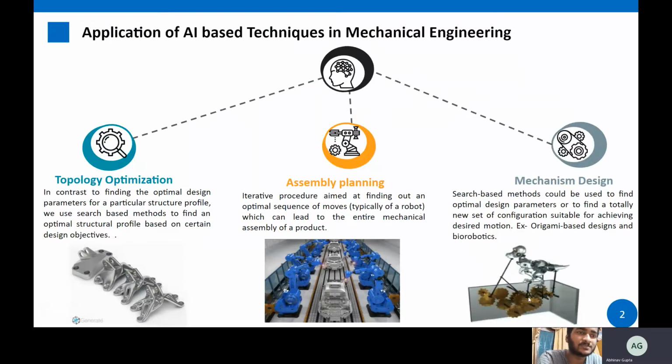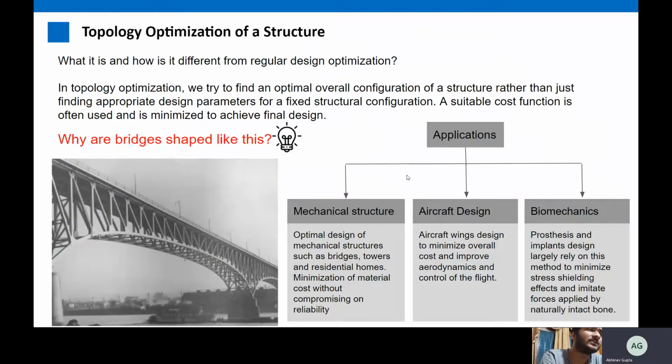Now, how these mechanisms can be assembled and what should be the appropriate link lengths in order to attain the desired motion? In this case, the desired motion is the gait pattern emulating a dog. So all these things could be done using search-based methods in AI. In our presentation, we'll be focusing more on topology optimization and assembly planning, in which we have implemented our own algorithms as well. Now let's look into the detail of what topological optimization is.